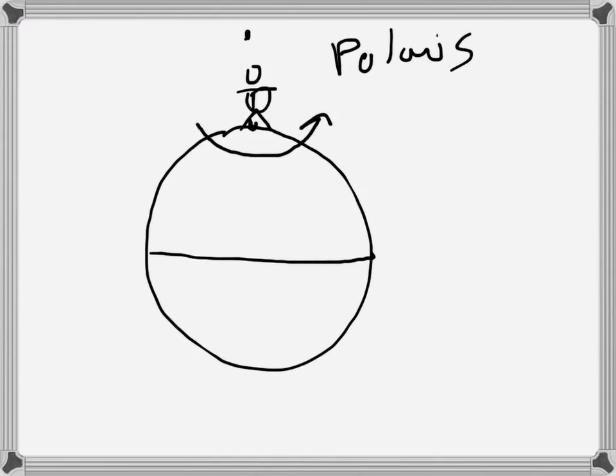However, if there's a star here, and a star here, and a star here, and a star here, all of those stars will appear to move in the nighttime sky. And the reason, of course, is Earth is rotating on its axis. And it's going to make one complete rotation in the time span of 24 hours.